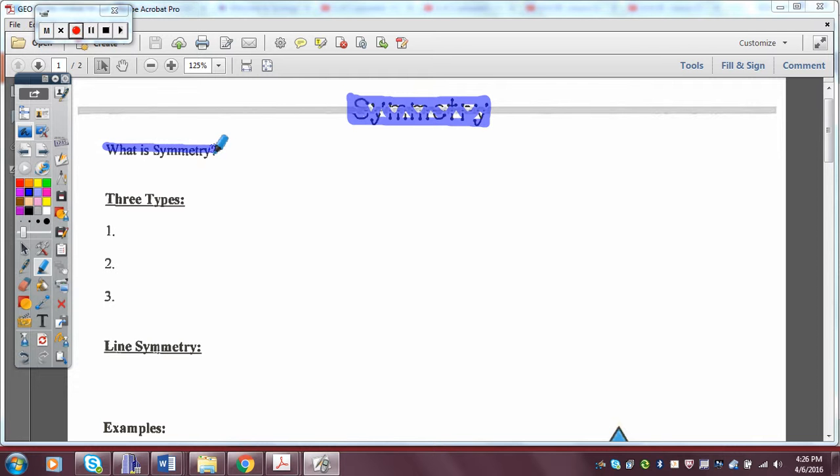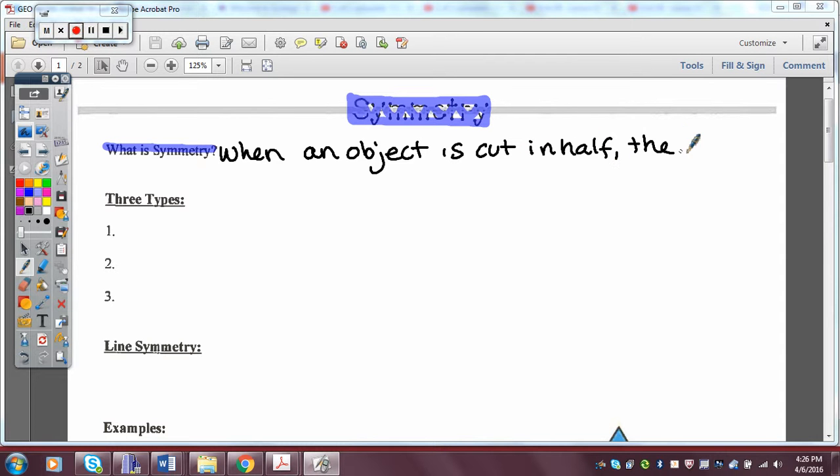Okay. You all have used the word symmetry and seen the word symmetry before, mainly when you're talking about something being symmetrical. When two things are being symmetrical, we're talking about two halves of my picture that are completely identical. So symmetry is when an object is cut in half. The two halves are identical.